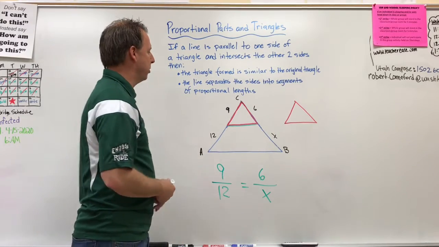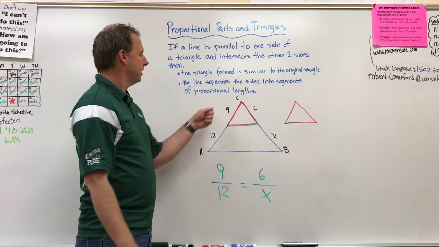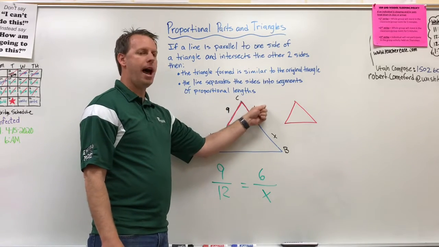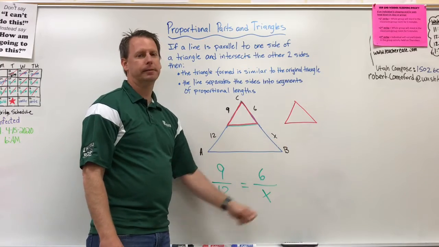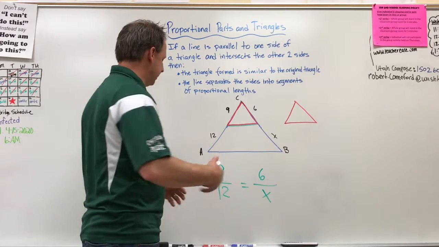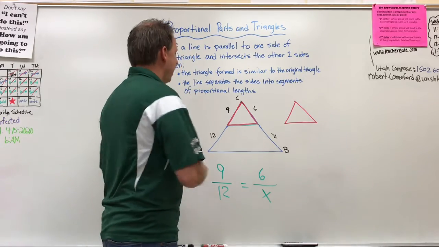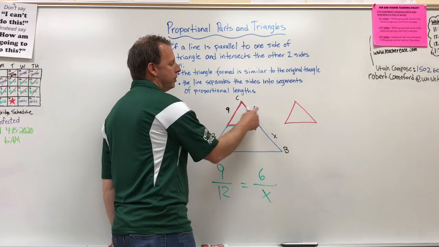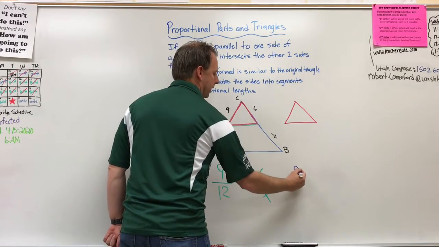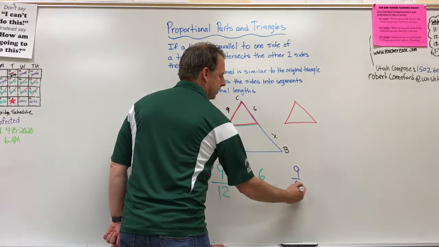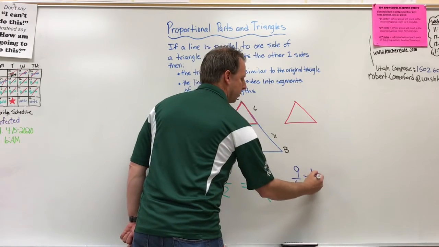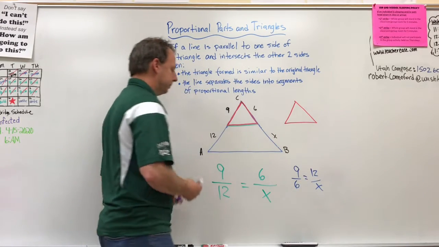And what we're doing is we're being consistent. We've got top left over bottom left. So over here we have to do top right over bottom right. Now I said there's a few ways to set up the proportion, and so I want to show you another way that you could set that up. Another way you could do this is you could do top over top equals bottom over bottom, right? So I could set up 9 over 6, top over top, equals bottom over bottom, 12 over x.